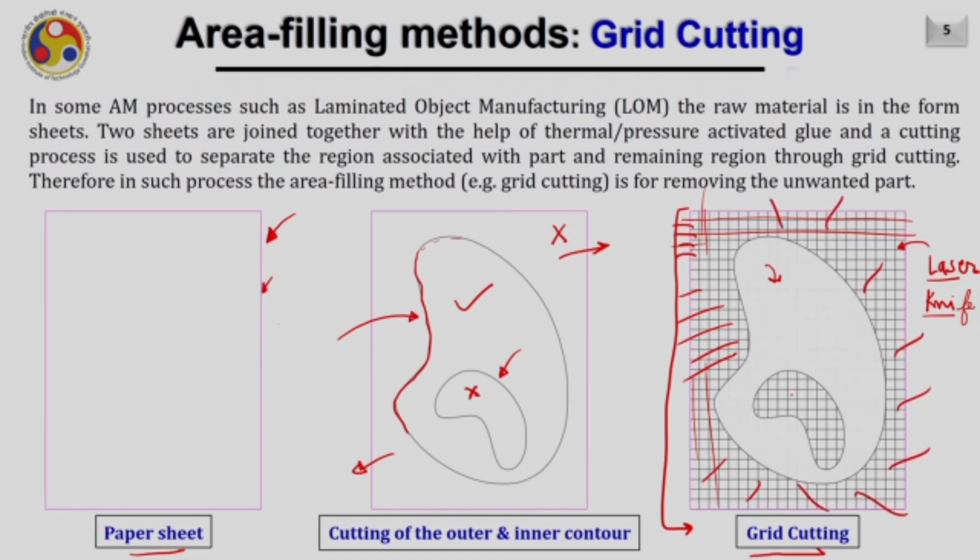And in a similar fashion, after completion of the object, this portion can also be removed. If we do not perform this grid cutting, you can see it will be difficult to obtain this part out or to get this region out from the cube we produce or cuboid we produce through the process.